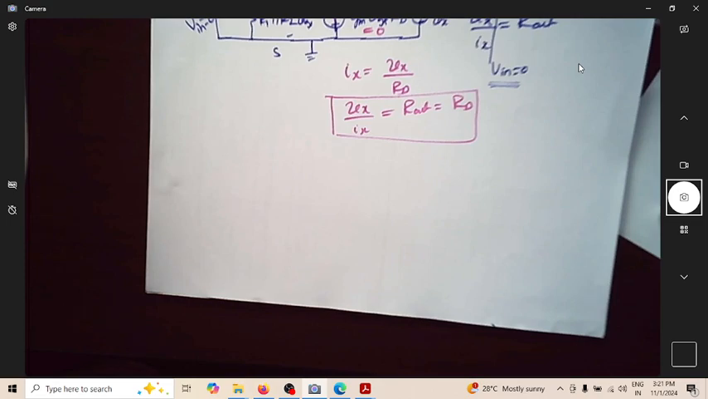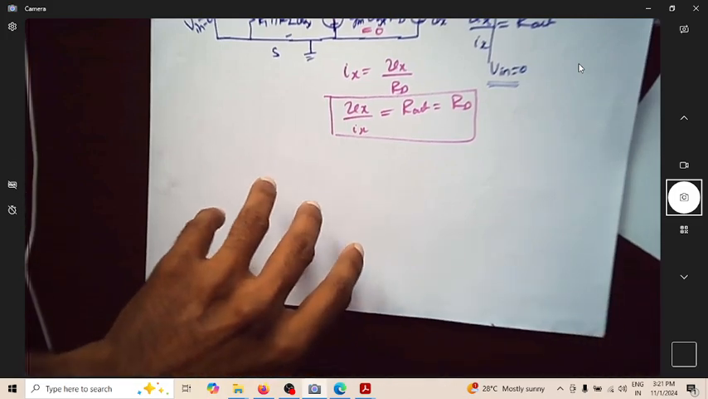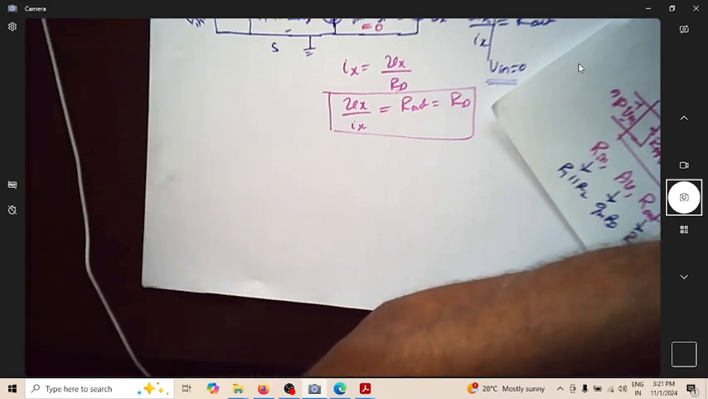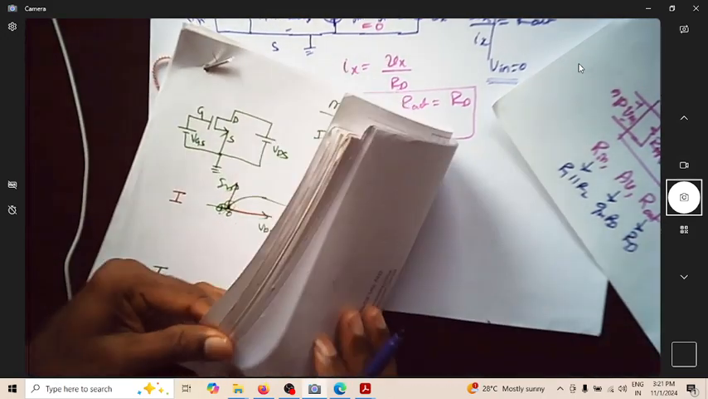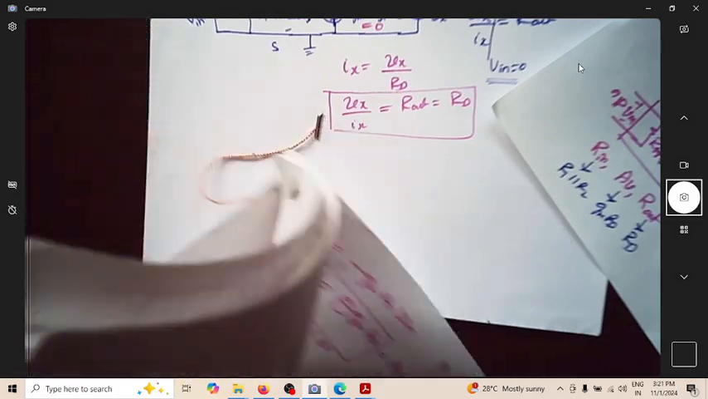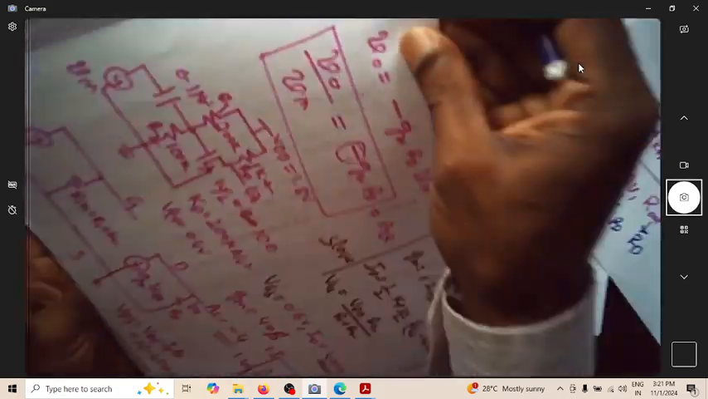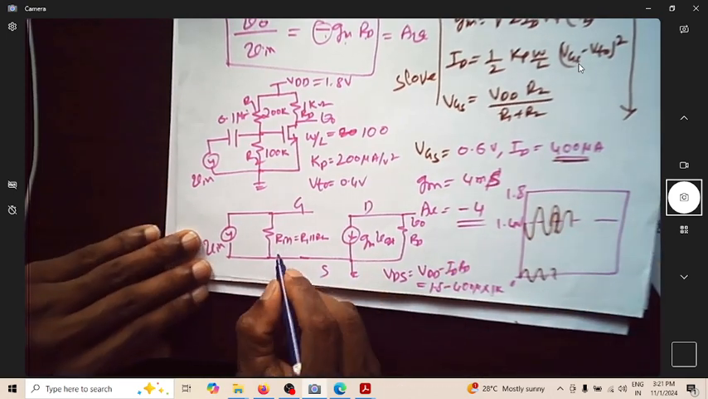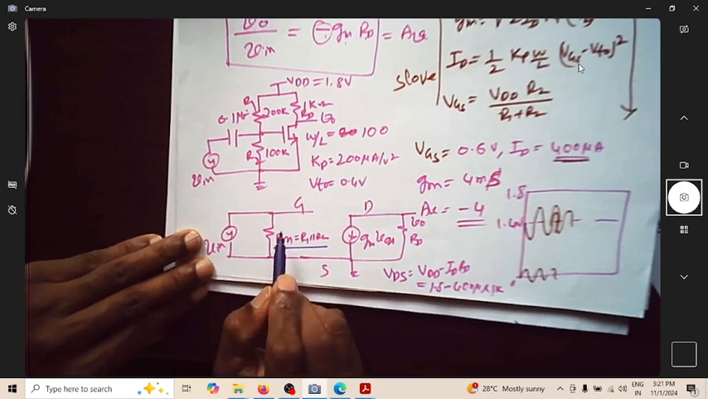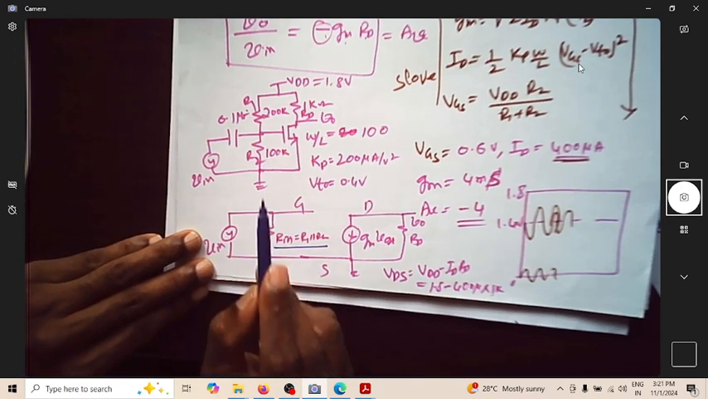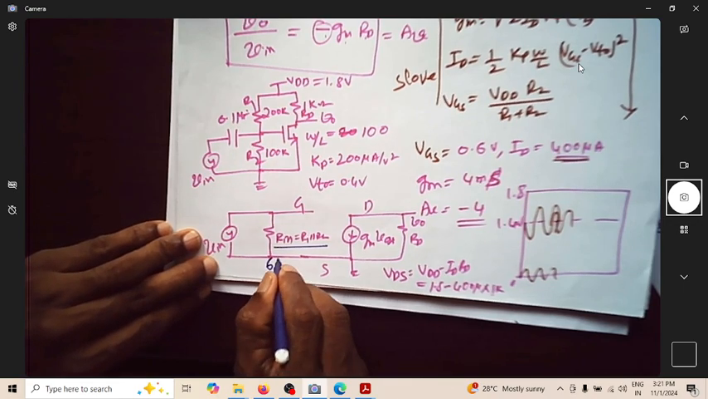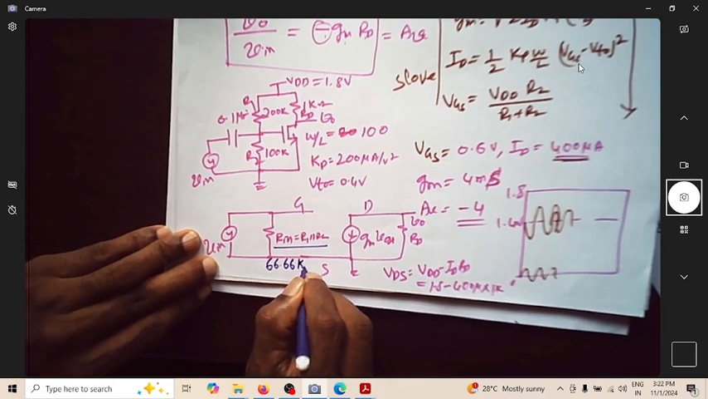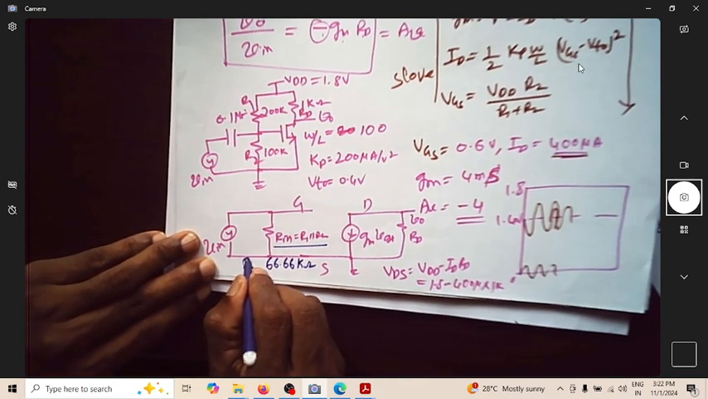Now let us move on to find, for the previous circuit what we had, at least we can find out what is R in, R out. Let me just take the previous circuit we have discussed. So what is R in now? The input impedance, of course, we wrote it as 100k in parallel with 200k. If you find it out, it will become 66.66 kilo ohms. So this is R in.